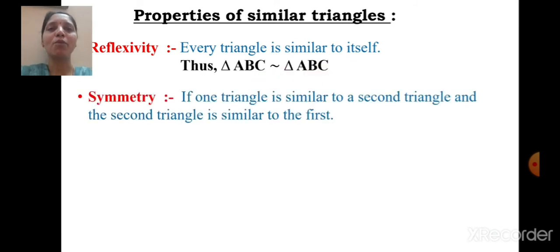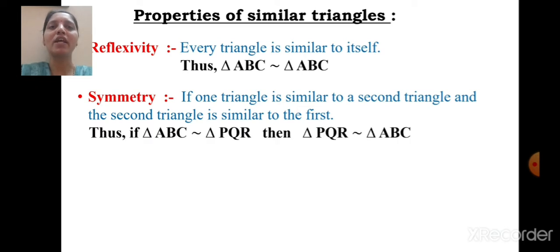Let's see the next property, that is symmetry. Symmetry means if one triangle is similar to the second triangle, then the second triangle should be similar to the first triangle. That means if you have triangle ABC similar to triangle PQR, then triangle PQR should be similar to triangle ABC. Okay, so this is called the symmetry property.